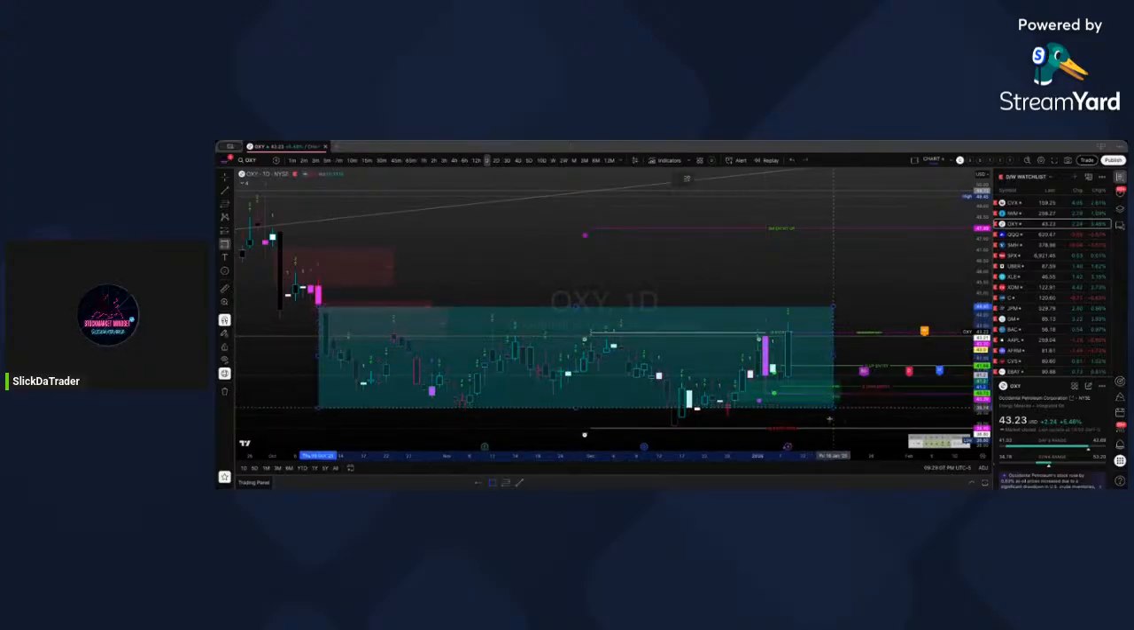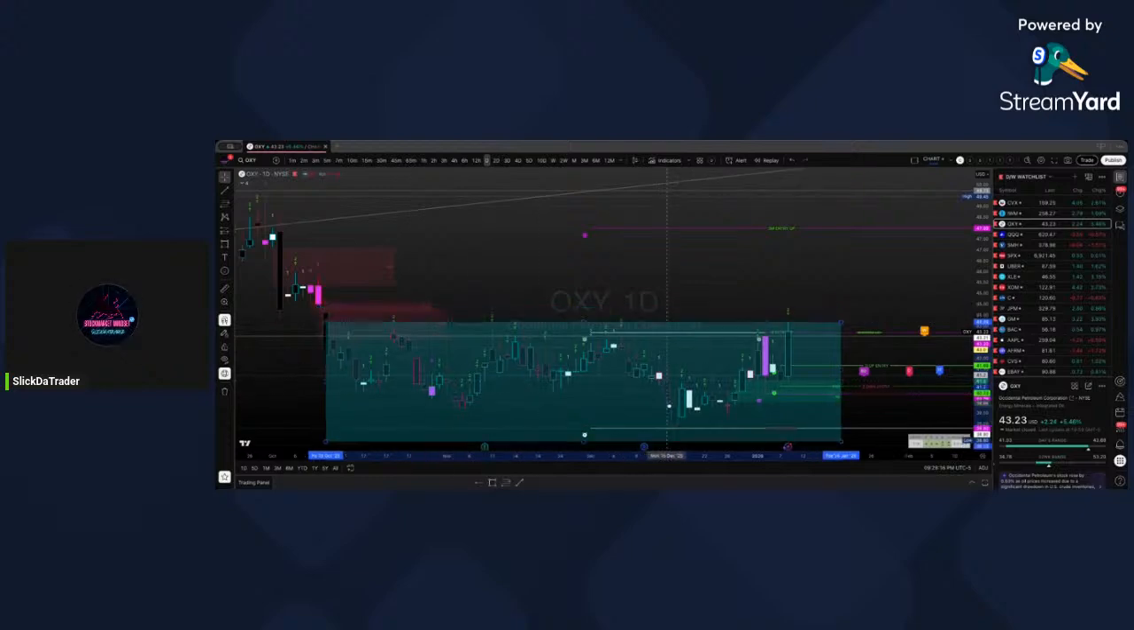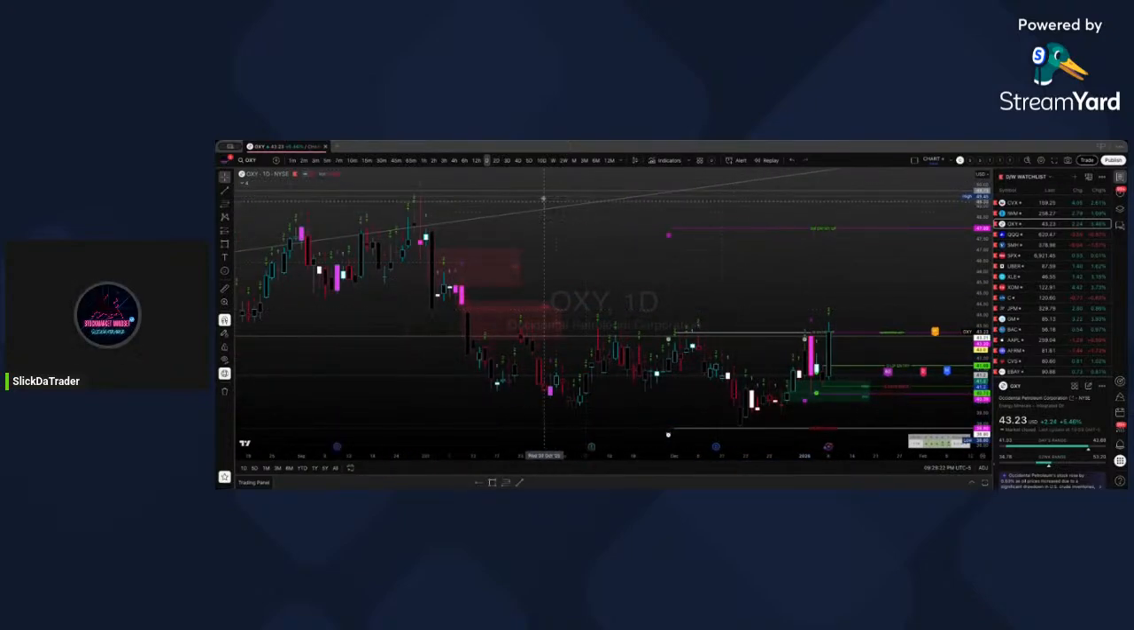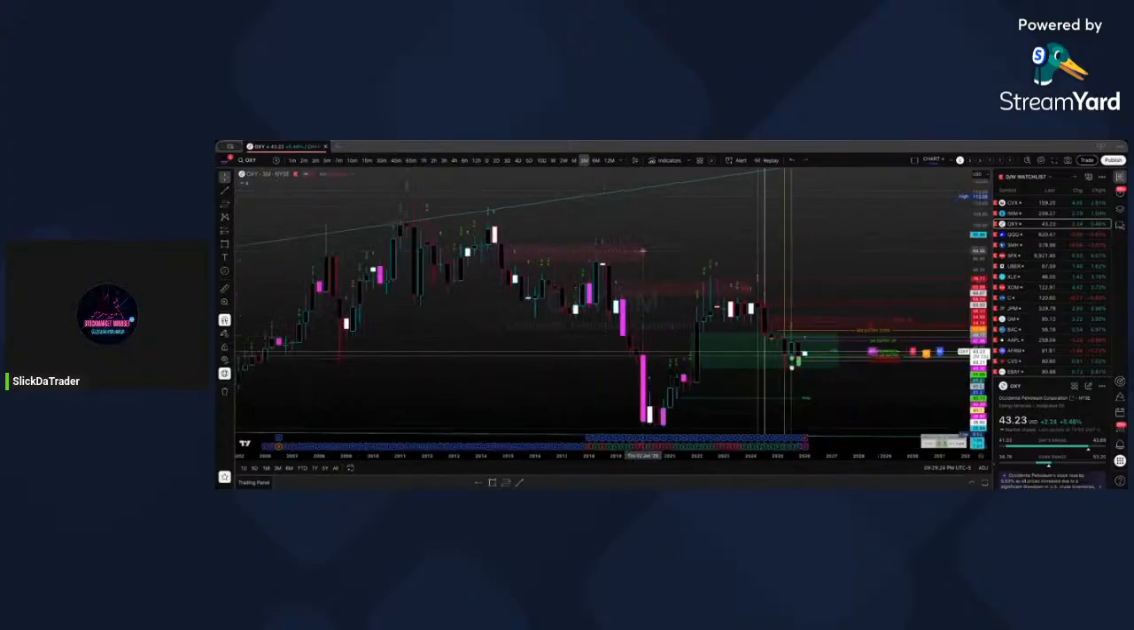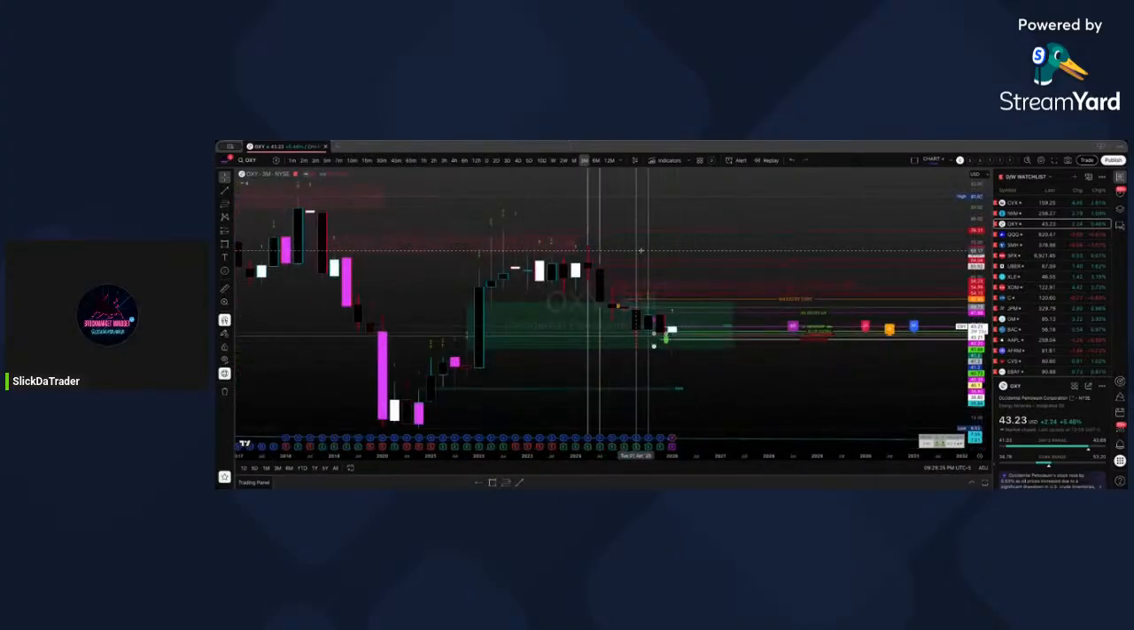Look at this channel it's in, though. It's been trading in there for a while. This whole thing right here has just been chopping around in this zone for a little while now. I'll be interested to see where this ends up going in the next couple of weeks.